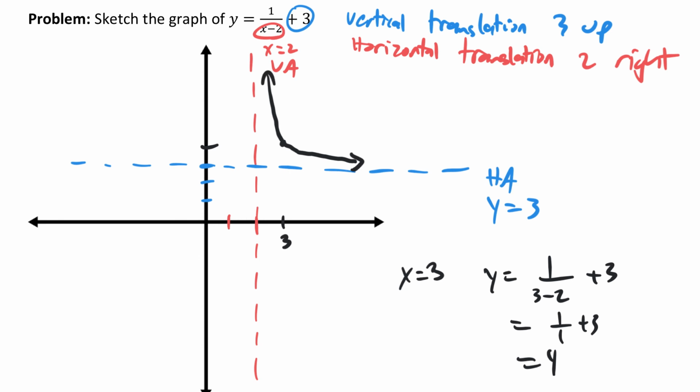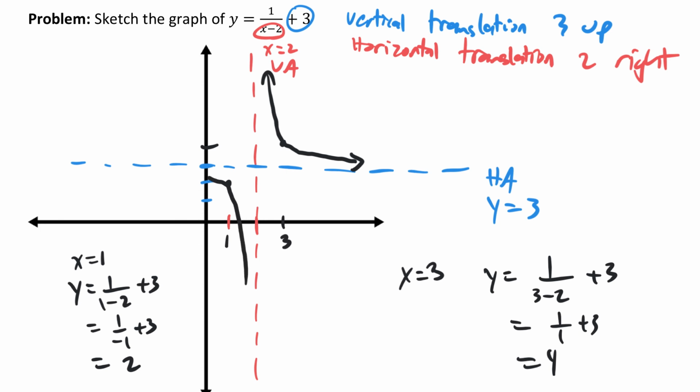Now let's pick another point, maybe on the left. Let's do x equals 1. So over here, y equals 1 over 1 minus 2, plus 3. So that's 1 over negative 1, plus 3, which is 2. Okay, there's our other point. And again, we use those asymptotes as guidelines, and we simply draw our swoosh, and we're good to go.